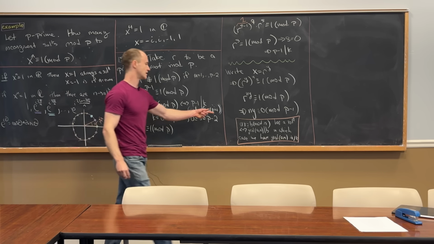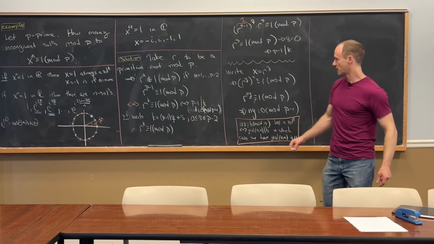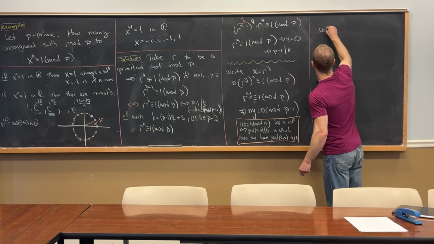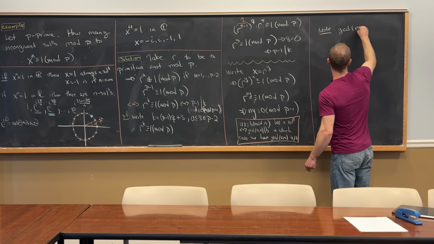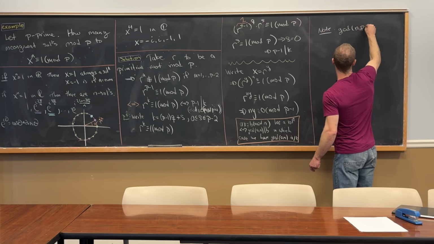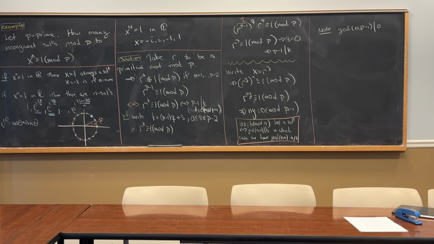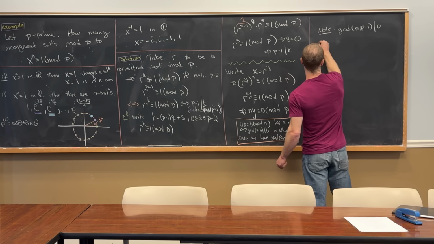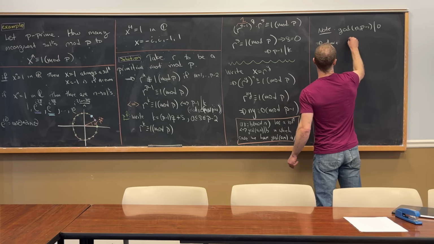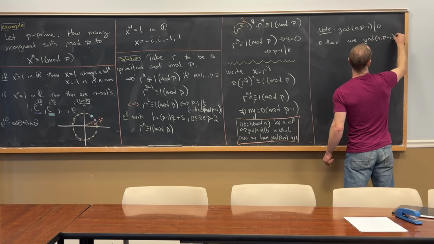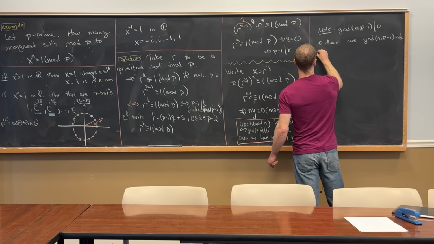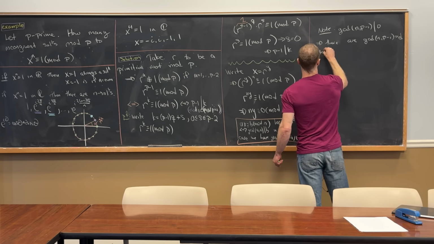So now look at our scenario right here. Is this satisfied? b is 0. So let's note that GCD of n and p minus 1 divides 0, right? Yes, because everything divides 0. So that tells us there are GCD of n and p minus 1, I'm going to call this D, total solutions.